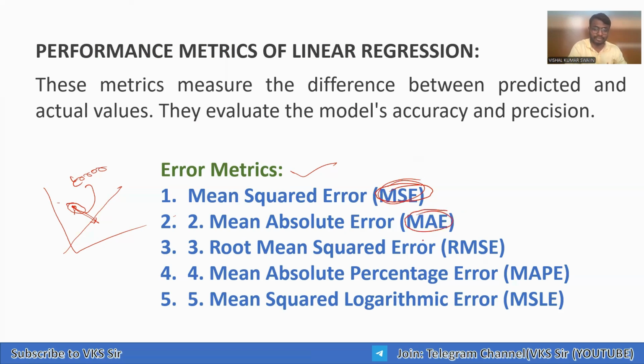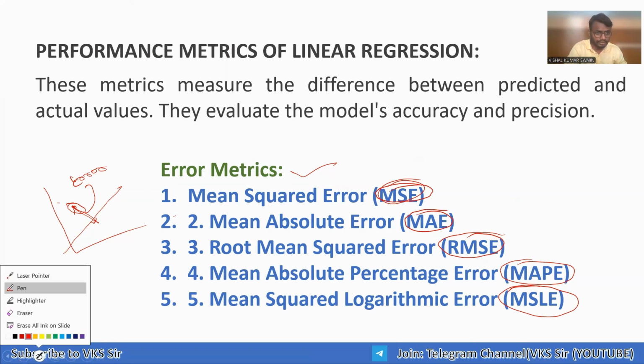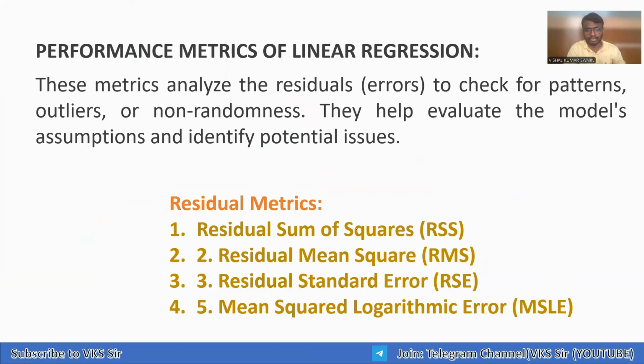With the help of the mean absolute error, we'll also calculate that part. Then RMSE. All these things come under the regression concept and help you find out the error. But there are certain advantages and disadvantages to using all these. Then next is the residual metrics, which is also one performance metric. These metrics analyze the residual error to check for patterns, outliers, or non-randomness. They help evaluate the model assumptions and identify potential issues.